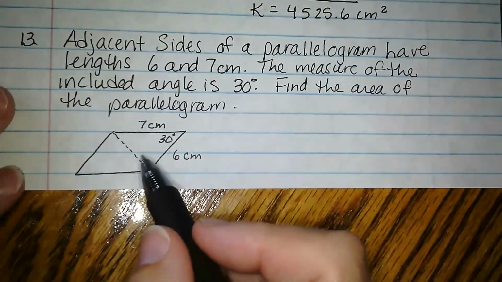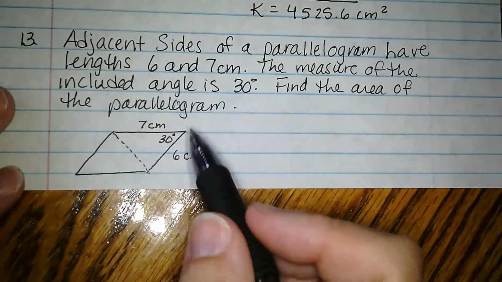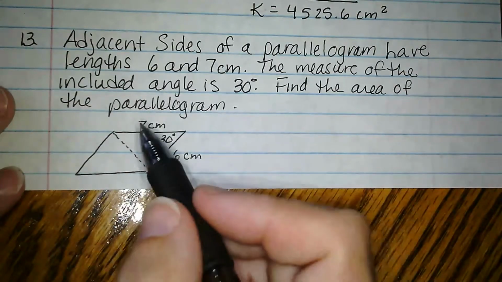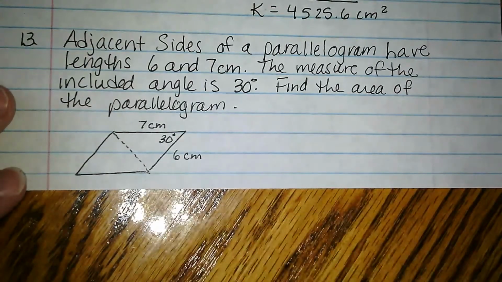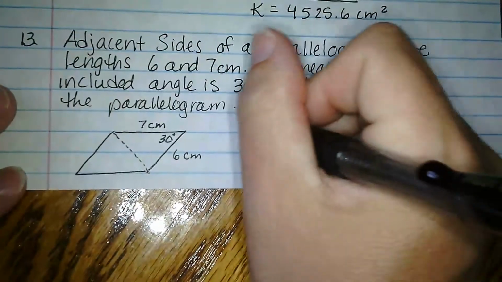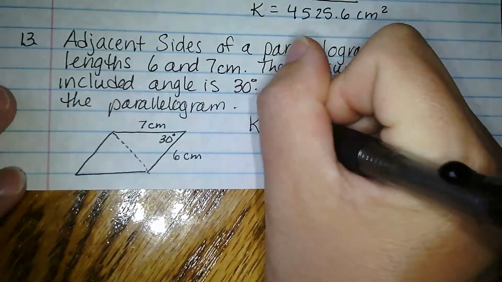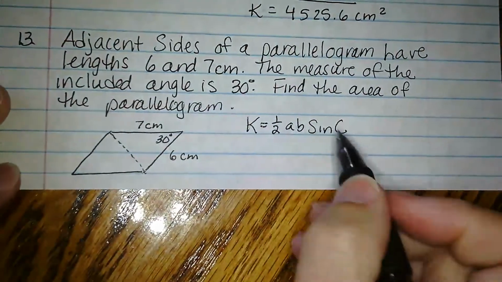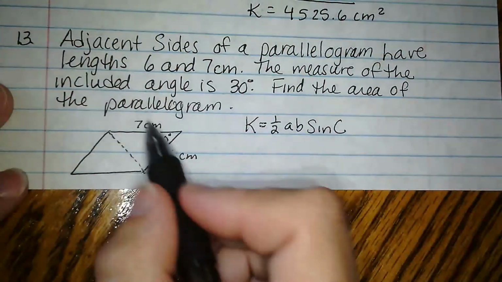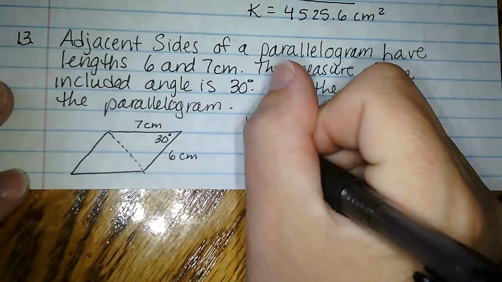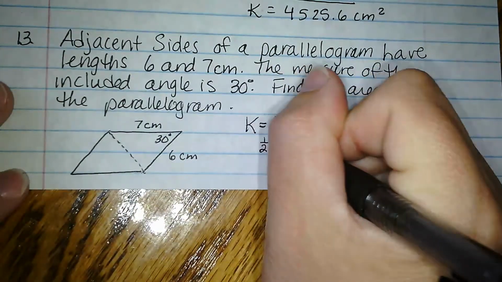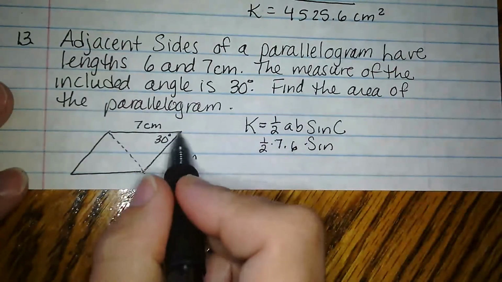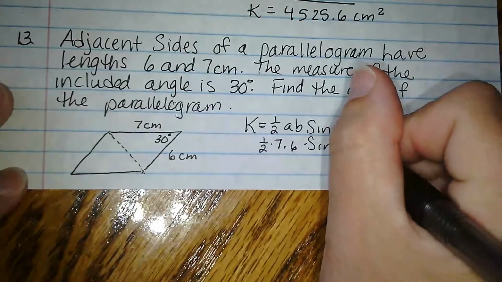So we don't have a perpendicular here. There's no rectangle where there's a base times height. And you can't do side times side because it's not perpendicular. So you would have to use the K equals 1/2 AB sine C formula. The two sides that we're using are 7 and 6. Half of 7 times 6, sine of C, and C is the included angle, which is 30 degrees.